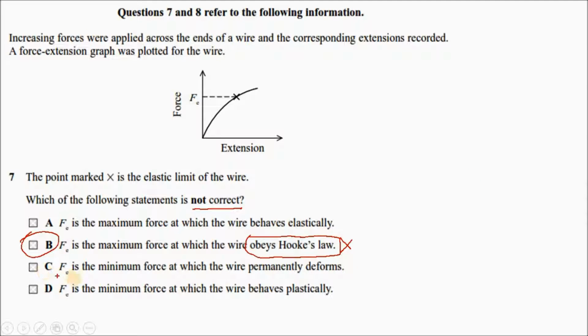And the rest of the options. Fc is the minimum force at which the wire permanently deforms. Indeed, at this point it will be permanently deformed, the minimum force at which the wire behaves plastically. Of course, this is also correct. So all three, A, C, and D, are correct. Only B is wrong.